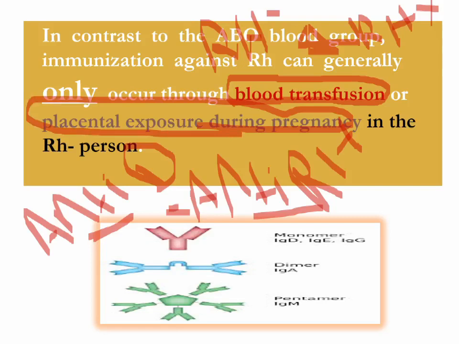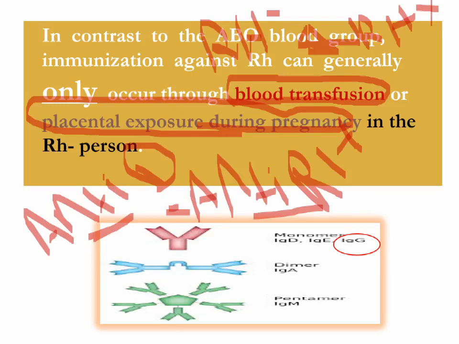So this is the first property, that the anti-Rh are formed during blood transfusion, which happens by mistake, or during pregnancy. And the second property of the anti-Rh is that it is of the IgG type, which is a monomer, which means it's very small in size. Do you remember the anti-A and the anti-B? Which type was it? Yes, it was of the IgM type, being a pentamer.